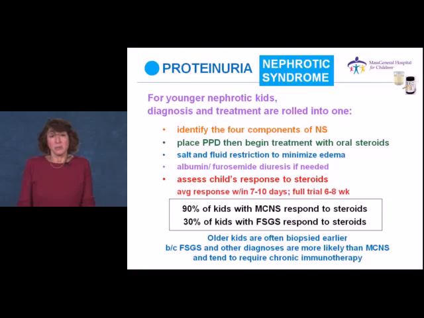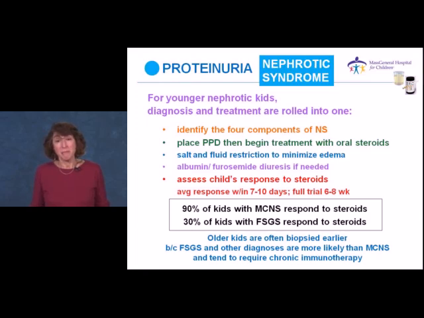The average child is going to respond within a week or two, and a full trial takes 2 months. If the child responds, then you deduce that they probably have minimal change nephrotic syndrome. And if they don't respond, it's more likely that they have FSGS. And these are tendencies. It's not written in stone. A non-responder or an incomplete responder is likely to get a renal biopsy to actually determine what the diagnosis is and to guide further management.